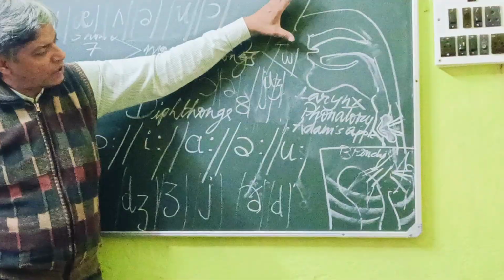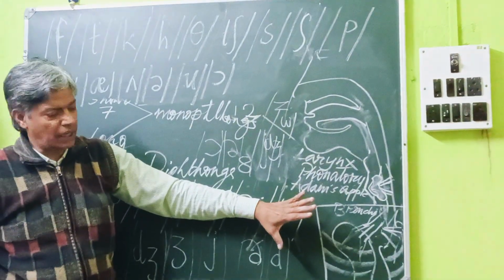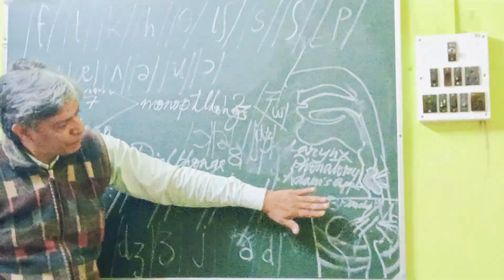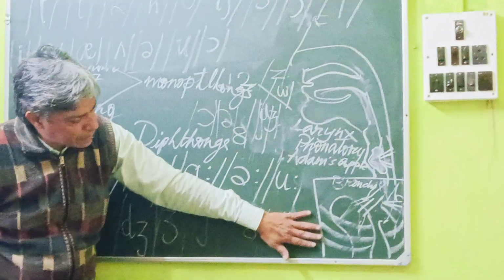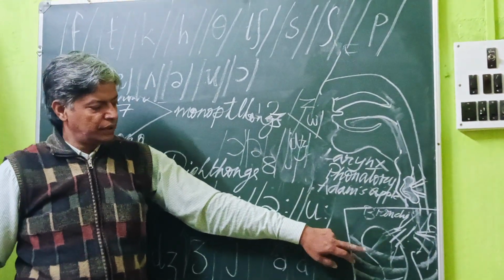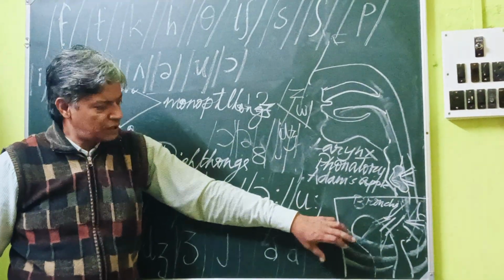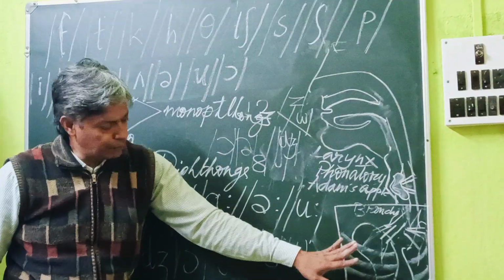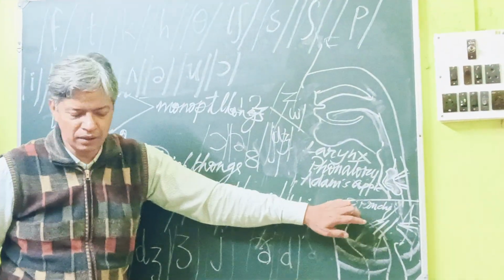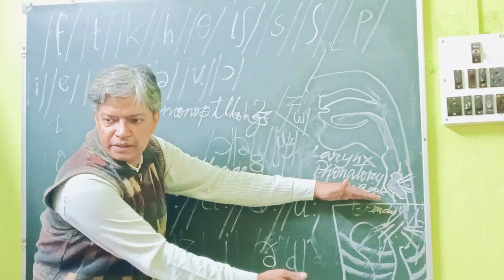The organs of speech are located in the entire system. The organs of speech are divided into three parts. This one is called the respiratory system. The respiratory system consists of the ribs, the muscles of the chest, a pair of lungs, the bronchioles supplying the air, the bronchi or the windpipe. This is the respiratory system.